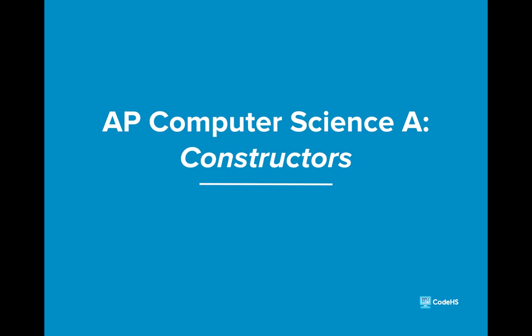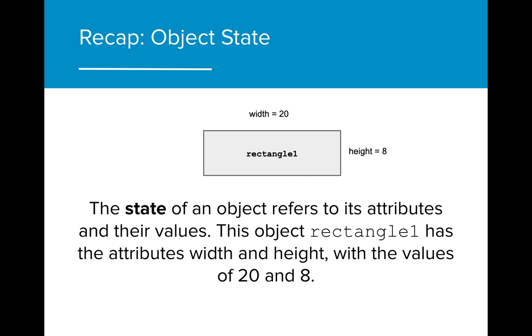Hi, in this lesson, we'll take a deep dive into constructors. In past lessons, we learned that objects have both a state and a behavior. The state of an object refers to its attributes and the value of those attributes. In this example, the rectangle class has the attributes of height and width. This particular rectangle, rectangle 1, has a height of 8 and a width of 20.